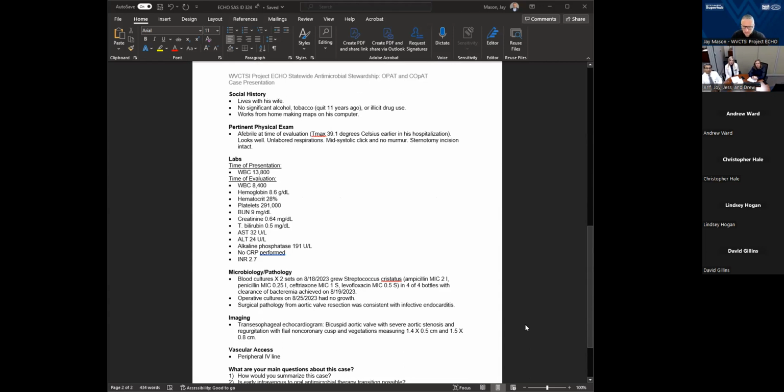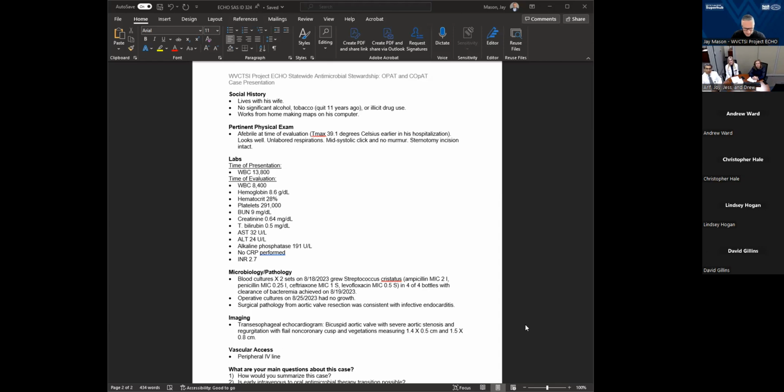And he lived with his wife. Again, no alcohol, tobacco, or significant illicit drug use, and he worked at home making maps on his computer. So on physical exam, he was afebrile. And again, he was febrile earlier in his hospital course with temperature around 39 degrees Celsius. He looked well when he was evaluated, no trouble breathing.